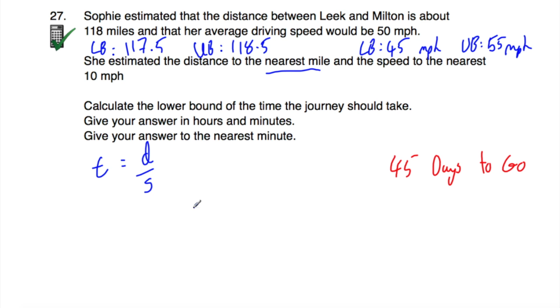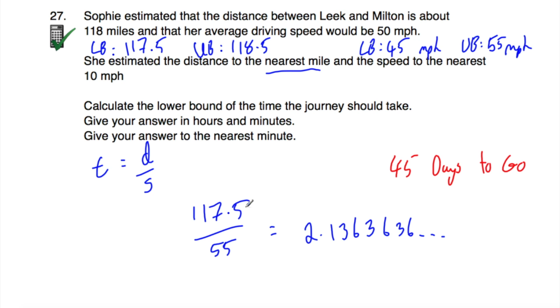So if we do 117.5 divided by 55, that's going to give us the smallest possible answer in terms of the time. So 117.5 divided by 55 is equal to 2.136336 and so on.